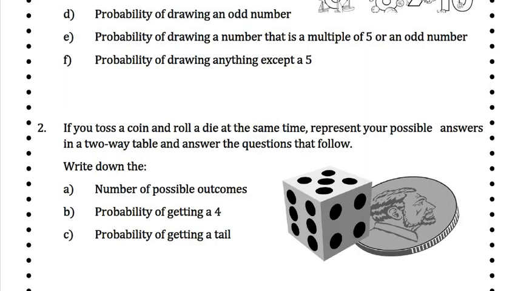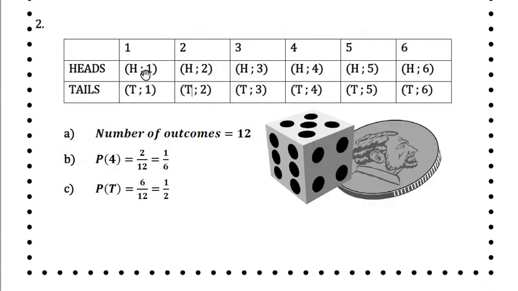So the first question, write down the number of possible outcomes. So out of this, you have 12 possible answers, or 12 possible outcomes for when you roll a dice and flip a coin at the same time.